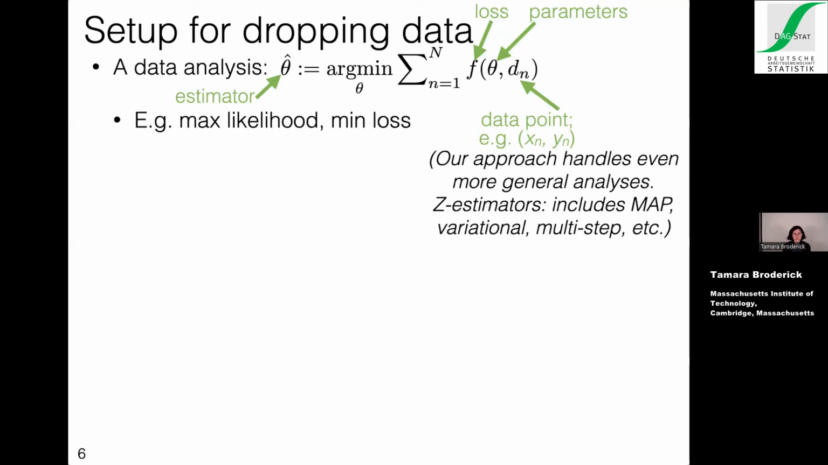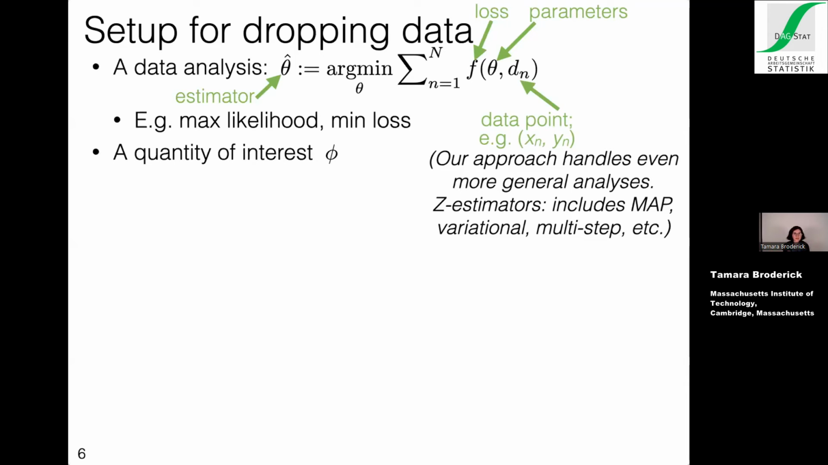But I want to point out that our actual approach handles even more general data analyses. So for instance, if you are being Bayesian, this can handle a variational Bayesian approximation. It can handle a penalty, whether you're Bayesian or not, or interpret that as a prior. So you can handle MAP, but also just generally penalized, minimizing a loss. You can handle multi-step analyses where you have some kind of minimization and then another one. Basically anything in the form of a Z estimator. But the data analysis I've written here is already pretty general, and I think it'll be illustrative. So I'm just going to stick with this particular notation for the talk.